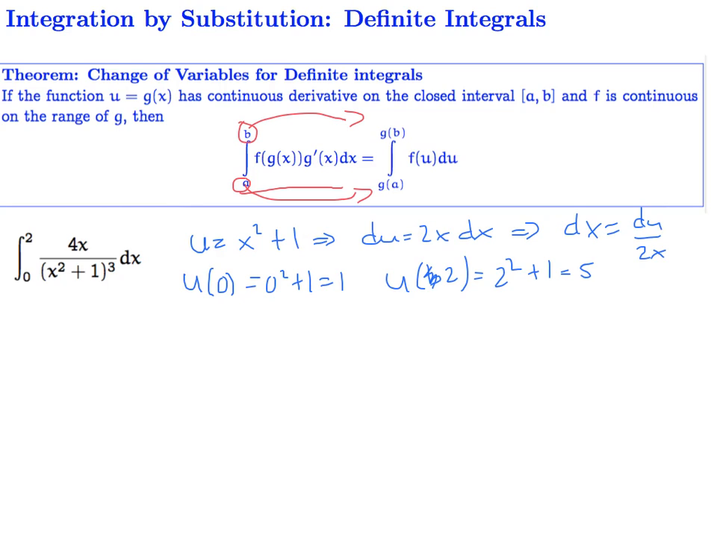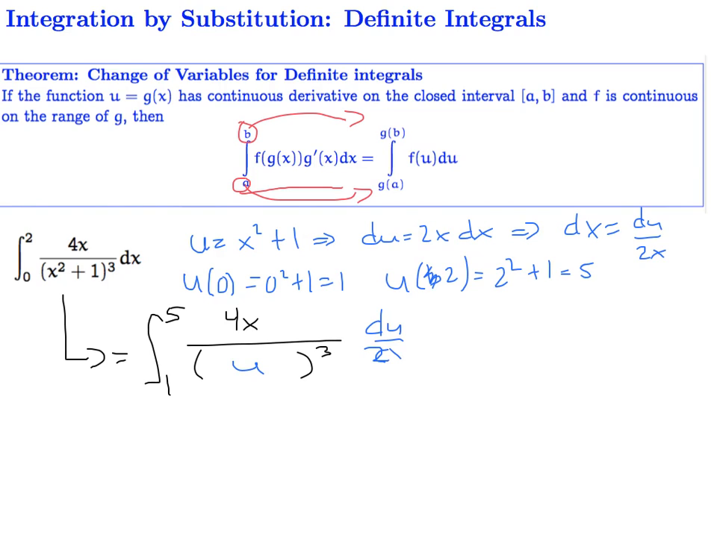And now, according to the theorem, I can compute my integral in a different way. I can now say that this is going to be equal to the integral. I replace my lower bound of 0 before with 1. The upper bound of 2 now gets replaced with 5. And it's the same basic replacement process. X squared plus 1 gets replaced with a u. The cubed stays. The 4x stays for now. And I also replace dx with a du over 2x. And when I simplify this down, I now have to compute the integral from 1 to 5 of 2 over u cubed du. And these things are equal.